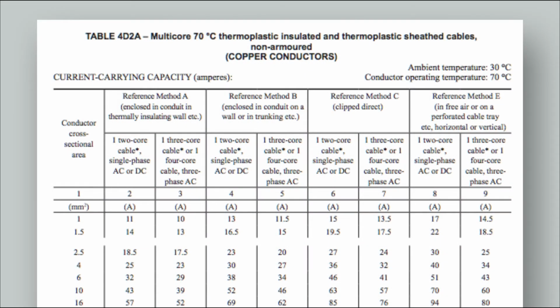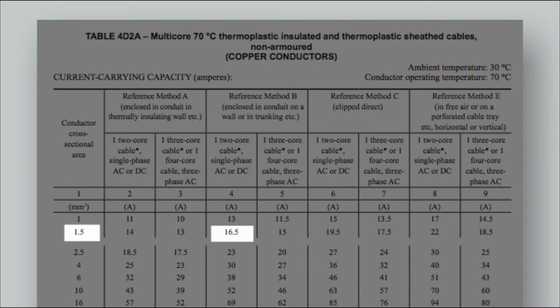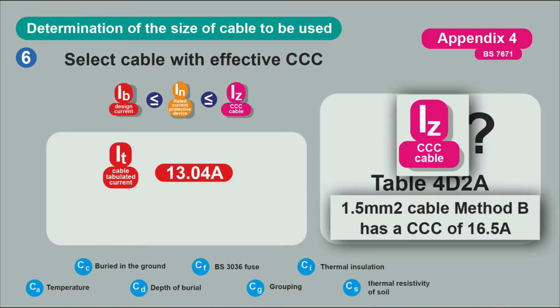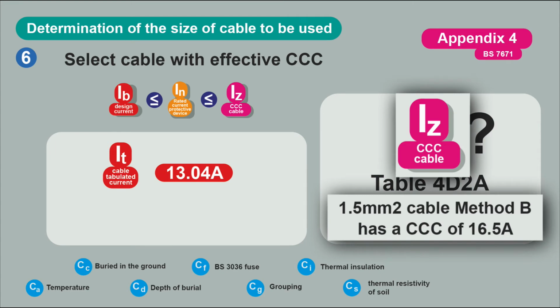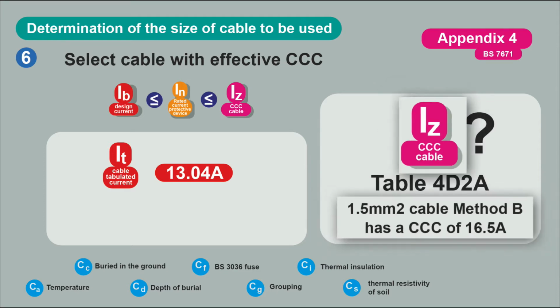The next value after 13 in column 4 is 16.5 amps, and that would be a 1.5 millimetre squared cable. So power circuits have to be at least 1.5 millimetre squared cable, and 16.5 amps is greater than 13.04 amps, so that looks like a good choice of cable. So 1.5 millimetre squared twin and earth cable installed in method B has a current carrying capacity of 16.5 amps, and therefore we have our Iz.